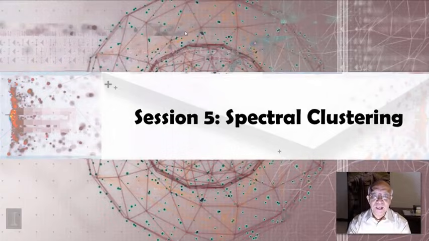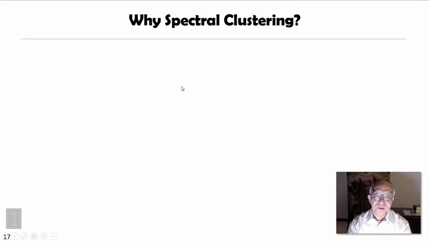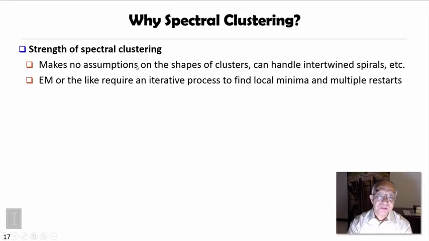In this session, we are going to introduce the spectral clustering method. Why do we want to do spectral clustering? Because spectral clustering has some unique advantages. First, spectral clustering makes no assumption on the shapes of clusters. So you can cluster any kind of shape, even intertwined spirals. You will be able to find nice and neat clusters, not to say other shapes.